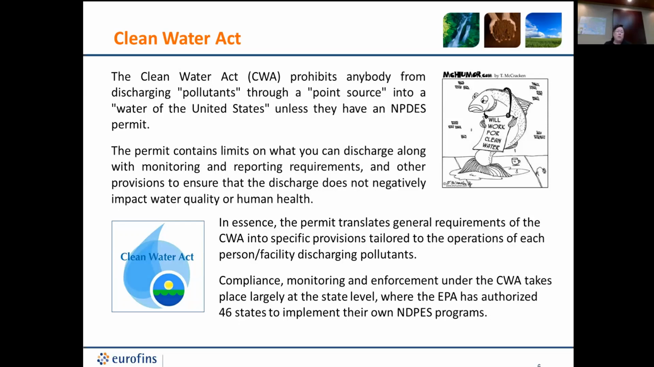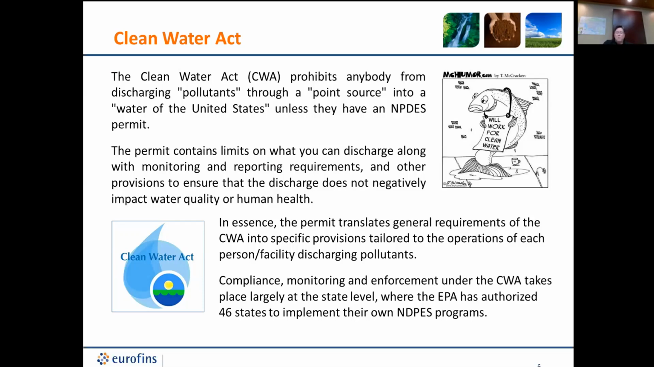It's also going to provide other provisions to make sure that the discharges do not negatively impact either water quality or human health, because it all ties together. So your permit basically translates the general requirements of the Clean Water Act into specific provisions that are tailored to your facility or your discharge streams. So it's going to be more targeted to what you're actually doing. It's not going to be very broad necessarily.